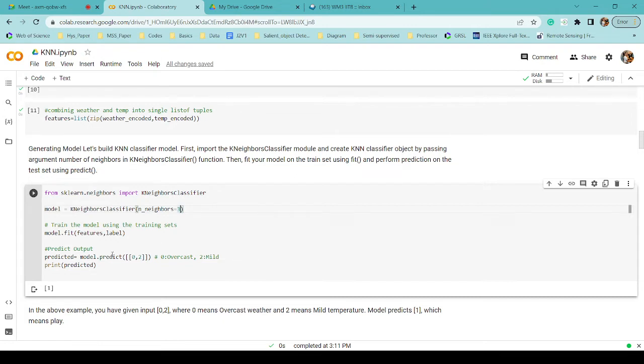Now I'm training my model using the train sets. This is model.fit with the features. What were the features? My weather and temperature. What was my label? My play, which is what needs to be predicted. Now I'm going to predict my output, and this is a very small data set.